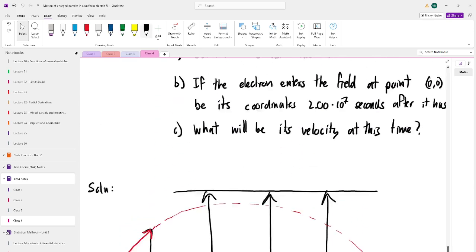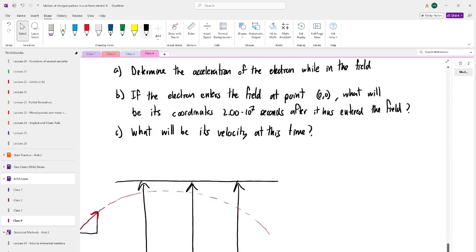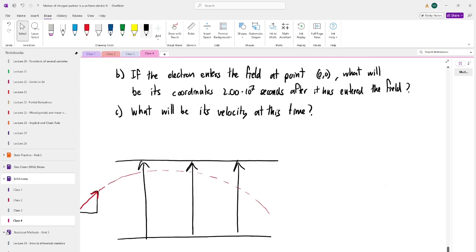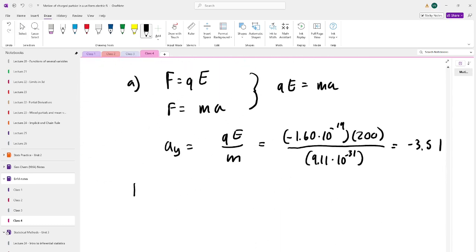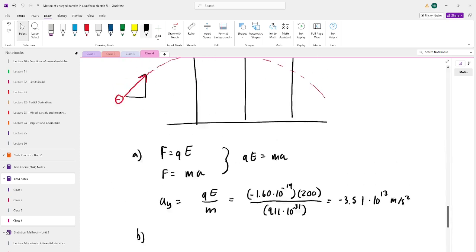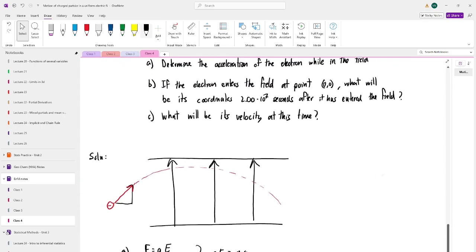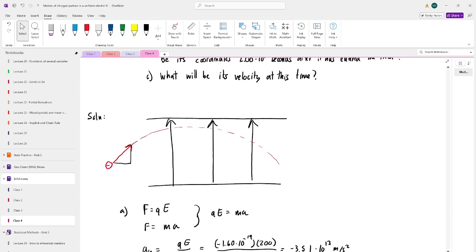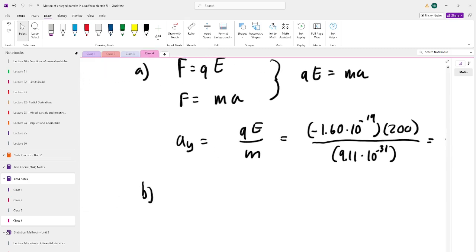Now for question B, they're asking, if the electron enters the field at point 0, what will be its coordinates 2 times 10 to the minus 7 seconds after it has entered the field? First of all, they're asking where we're going to be after a certain amount of time. To deal with questions like that, we can use our equations that tell us the position of the particle over time. We have specific equations that help us do that.